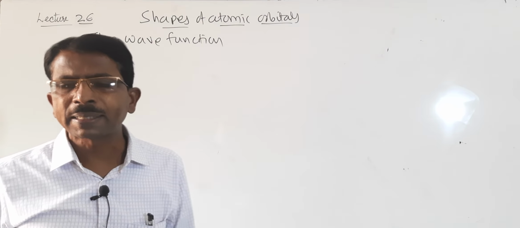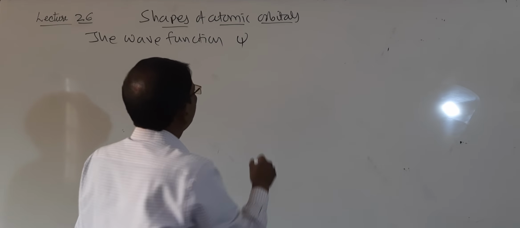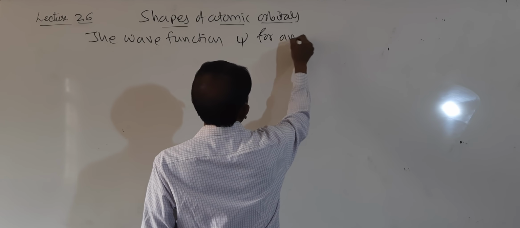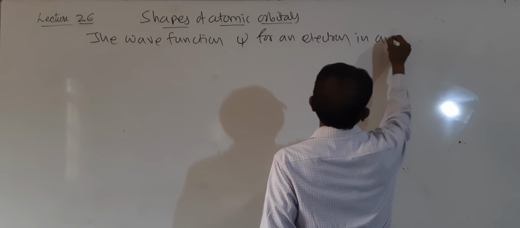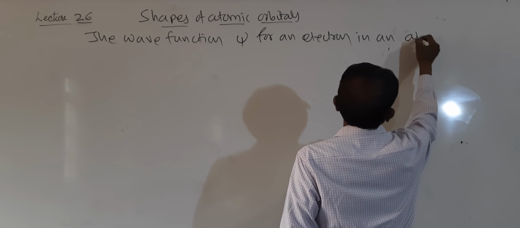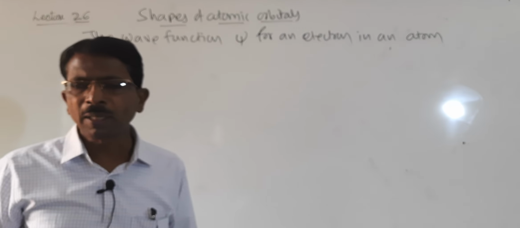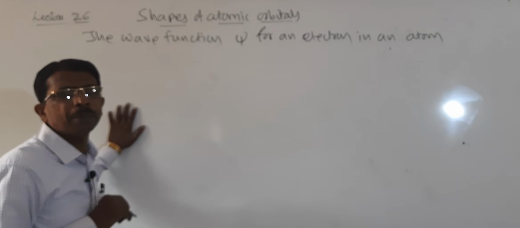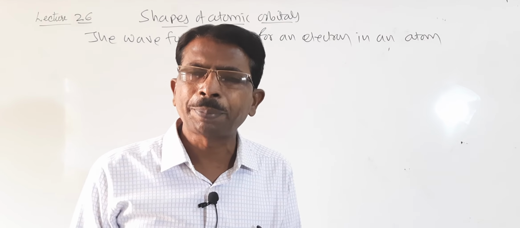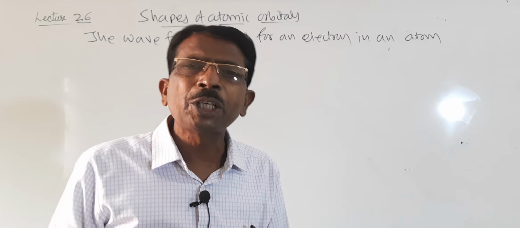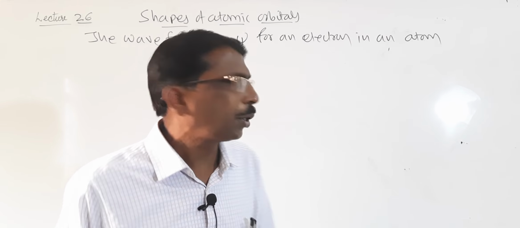is represented by psi. The wave function psi for an electron in an atom has no physical meaning. It does not decide the shape. It only gives the amplitude, the height and trough of the wave, so it may be positive or negative.